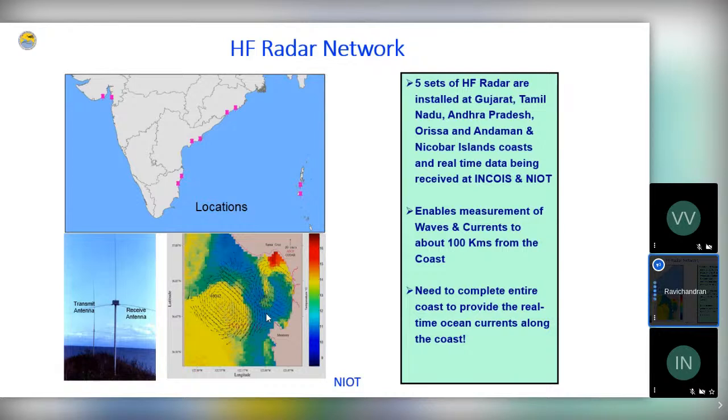Coastal currents are very difficult to model as they involve complex processes. So we can use the nowcast so that fishermen and the coastal population will benefit from this nowcast and forecast. So we can think of enhancing this HF radar network on the Indian coast, including the islands.